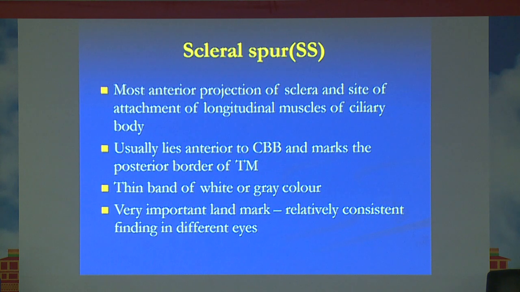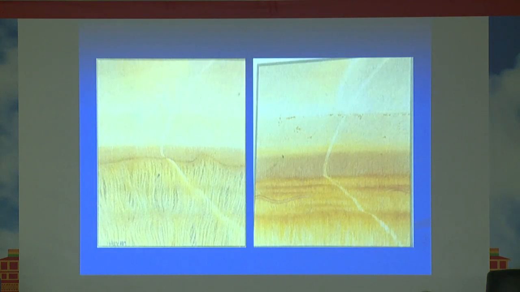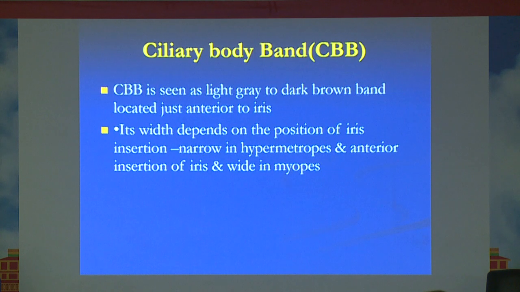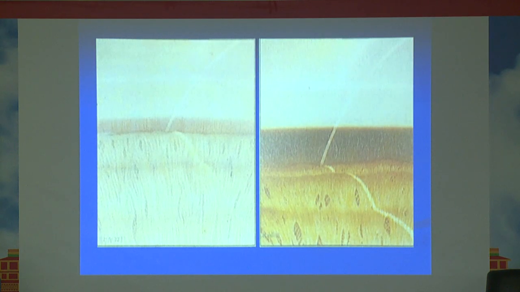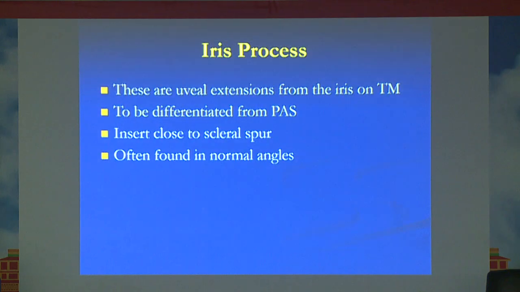The scleral spur is the most consistent finding usually, the most anterior portion of the sclera, and light gray in color. But there may be variations also. In the right side of the picture we can see yellowish discoloration of the scleral spur. The ciliary body band is usually a light gray to dark brown band, and it depends upon the position of iris insertion: narrow in hypermetropes with anterior insertion of the iris, and wide in myopes. In the right side picture we can see a wide ciliary body band.